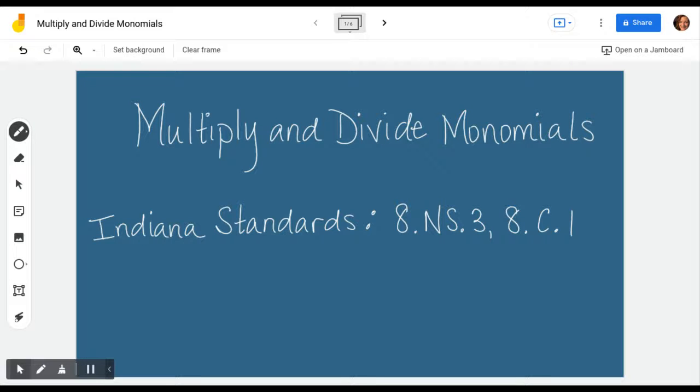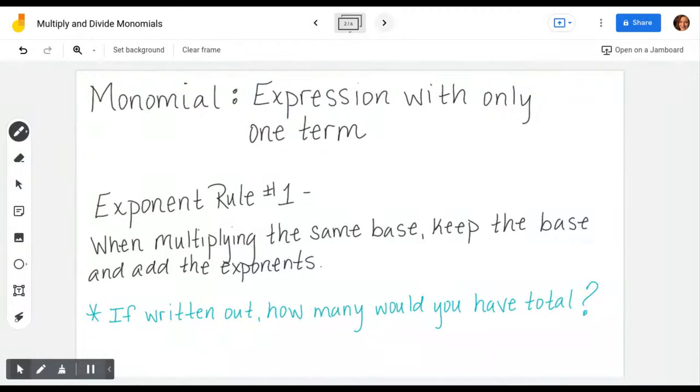Hi everybody. In this video we're going to learn how to multiply and divide monomials. Though I'm a 7th grade teacher and most of my videos focus on the Indiana standards for 7th grade, my advanced class does work with the 8th grade standards as well. And this is in fact over some of those 8th grade standards.